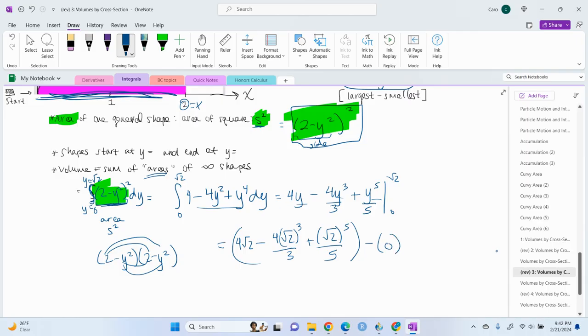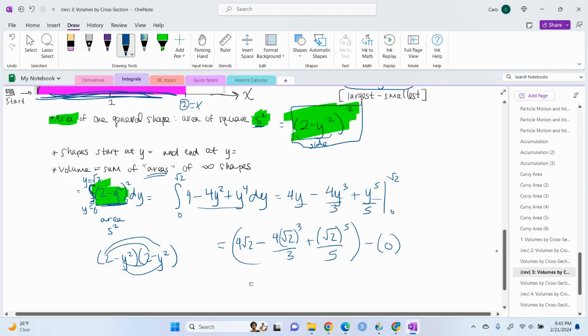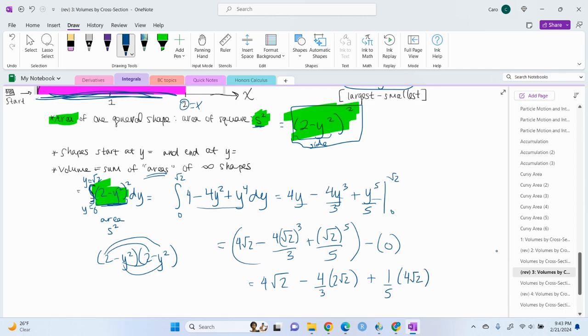All right, so, I mean, you could rewrite this one more time. It'd be 4 root 2 minus 4 thirds. You could write this as 2 root 2. And then plus, you could write this as 1/5. And then root 2 times root 2 times root 2 times root 2 is 4 with another root 2. Like you could keep going. But on the AP exam, you can stop here.